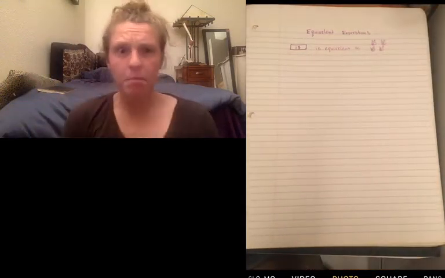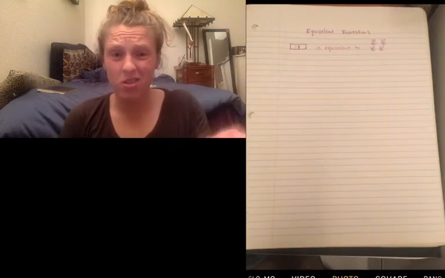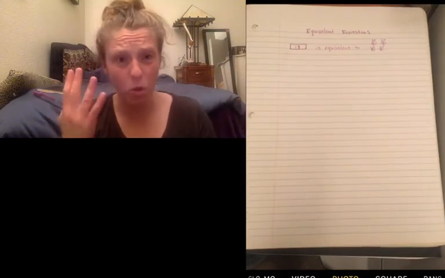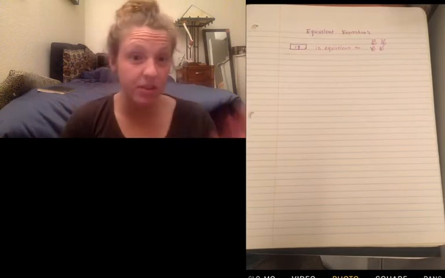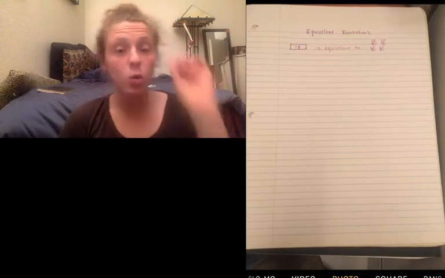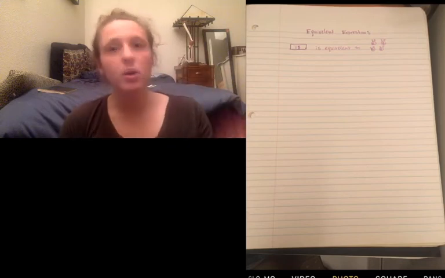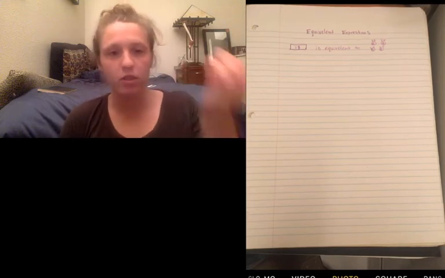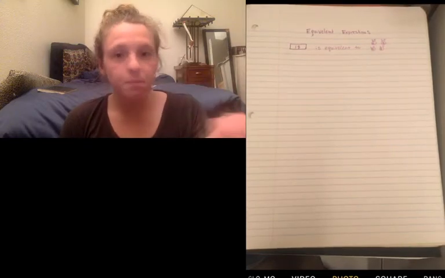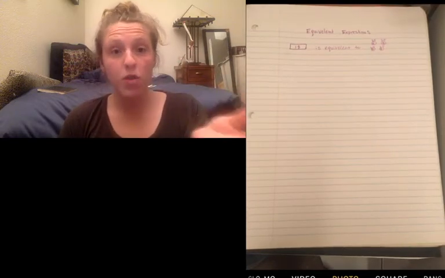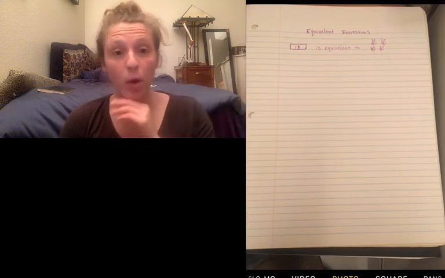They aren't the same. If I was to hand someone $1 and was to hand someone 4/4, they wouldn't look the same. They don't weigh the same amount. They're not made of the same material, but they are equivalent because they can buy you the same amount of stuff at the store. So they have an equivalent value. That is what we're looking for with our math equations as we move forward.